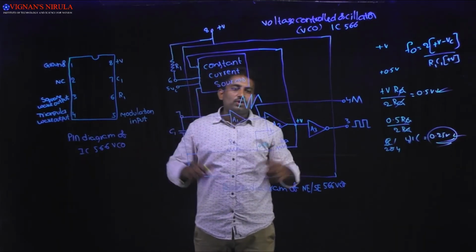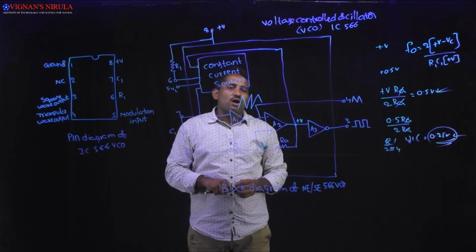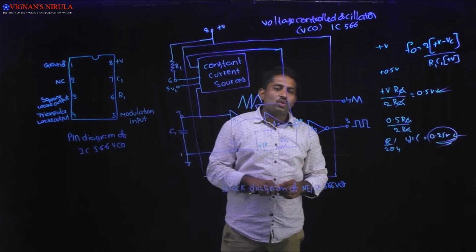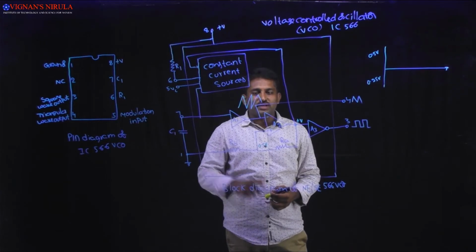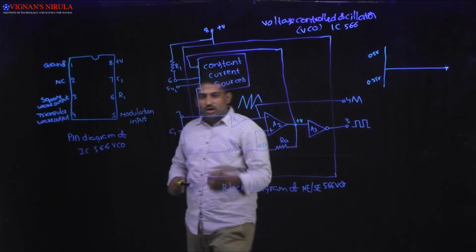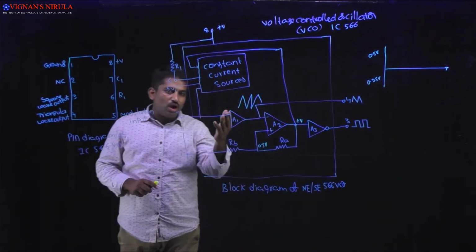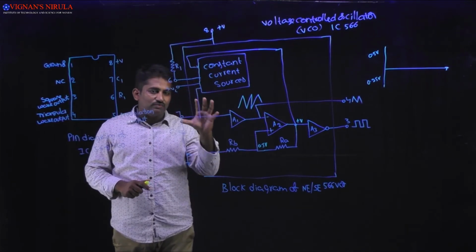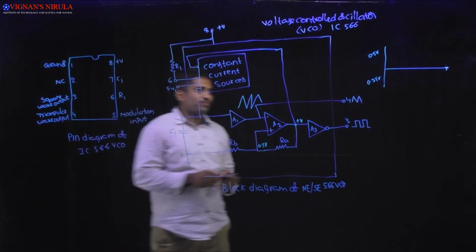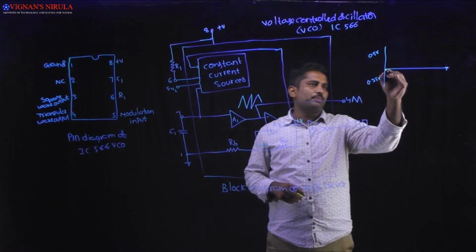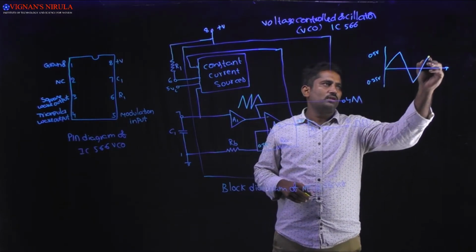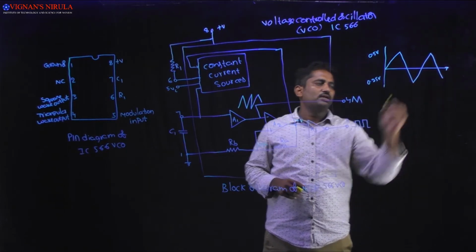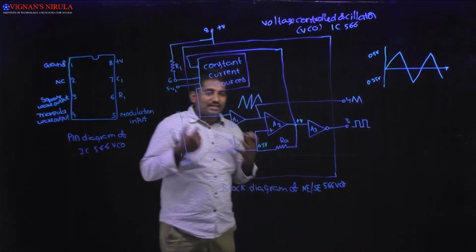Now we are going to see the waveforms for this voltage controlled oscillator. The output of the buffer is nothing but the triangular wave. Already I explained how we generate the triangular wave at the output of the buffer. So first here I am representing the triangular wave, 0.25. Like this we generated the triangular wave.